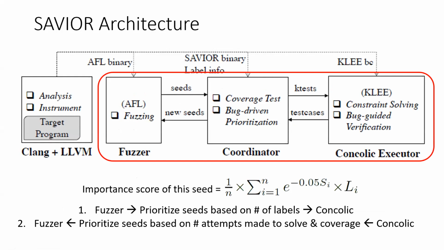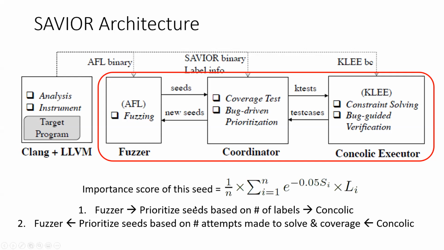And this is the overall structure. Yeah. So this is the overall architecture of Savior. You can just focus on this red portion. So the first step is the fuzzer. It will just randomize inputs and generate seeds. And then we have this coordinator component, which is basically the bridge between the fuzzer and the concolic executor. So when the fuzzer generates the initial seeds, the coordinator will prioritize them based on the number of labels.